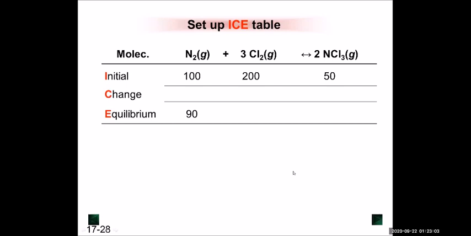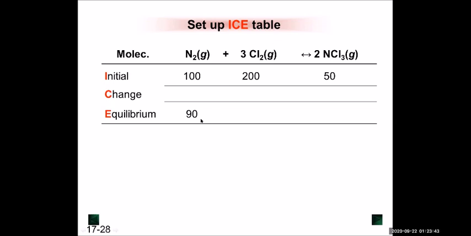And let's see some examples. This example is nitrogen gas reacting with three chlorine gas and giving you nitrogen trichloride. So let's say we have a hypothetical situation. In the beginning, before the reaction begins, we already have the reactants and some product mixed together. Suppose, in terms of molecules, we have 100 N2 molecules, 200 chlorine molecules, and 50 nitrogen trichloride molecules.